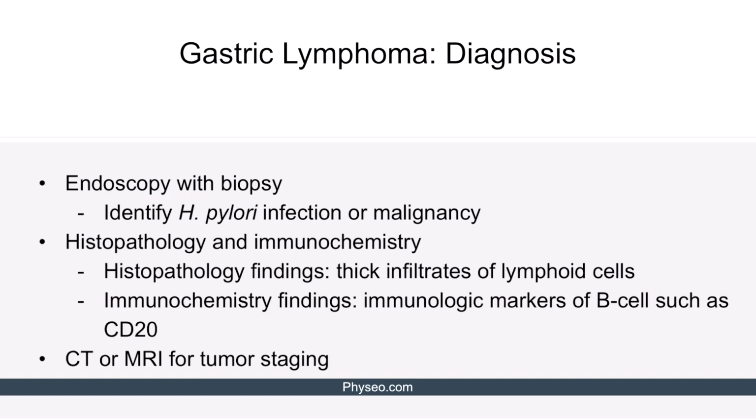Now let's move on to the diagnostic methods for gastric lymphoma. Endoscopy with biopsy is performed to identify a potential H. pylori infection or to confirm the presence of malignancy. Histopathology findings show thick infiltrates of lymphoid cells, while immunochemistry reveals immunologic markers of B cells, such as CD20. After endoscopy with biopsy, a CT or MRI is used for tumor staging.